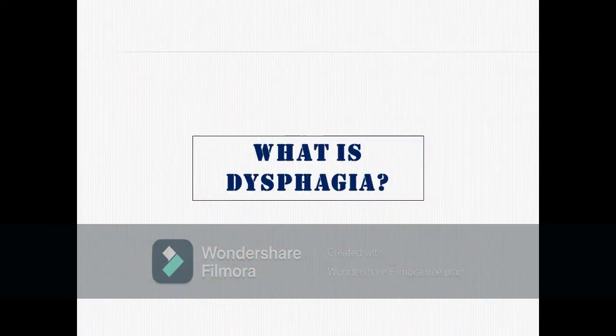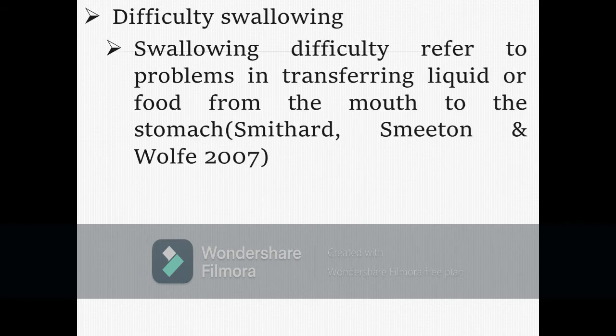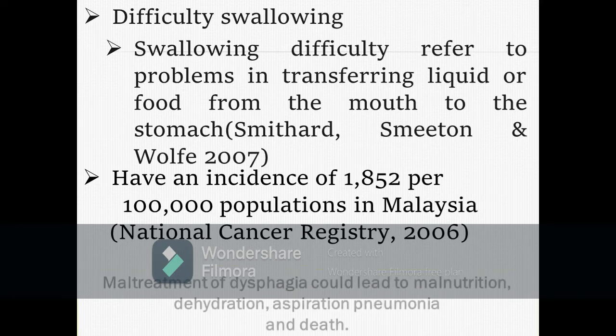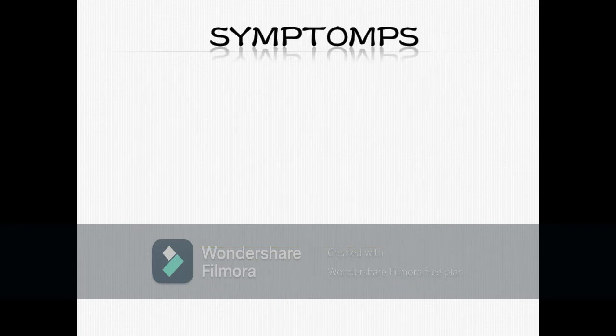Exactly, what is dysphagia? Dysphagia refers to difficulty of swallowing. It is a symptom to indicate the disruption and impairment in swallowing processes of solids and liquids, starting from the oral cavity to the stomach. Dysphagia is recorded with an incidence of 1,852 per 100,000 population in Malaysia. As for further cases, maltreatment of dysphagia could lead to malnutrition, dehydration, aspiration pneumonia, and even death.